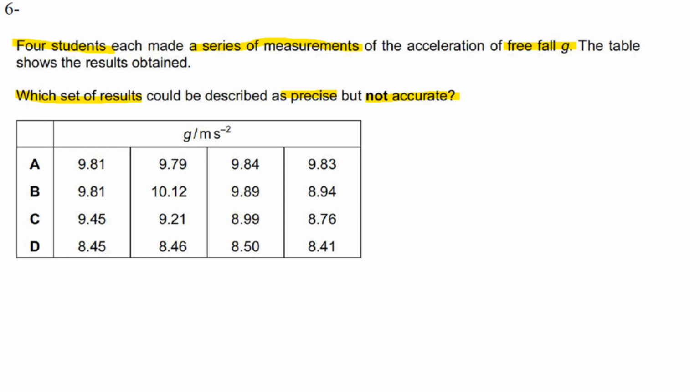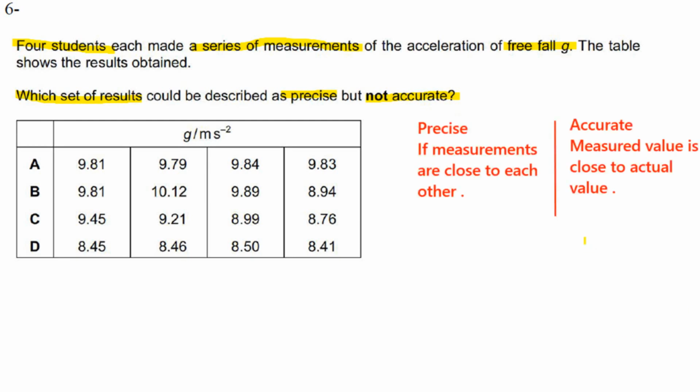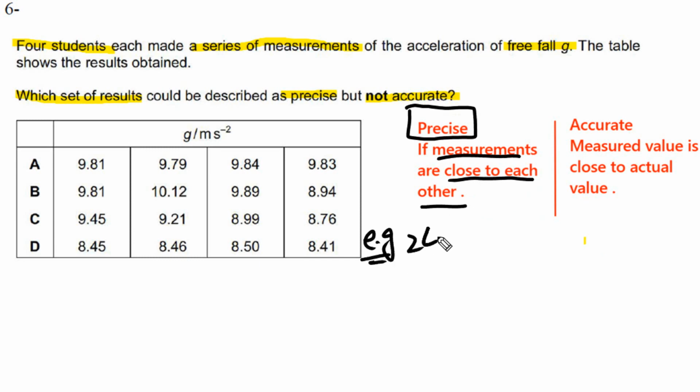To answer this question, we need to understand the exact meaning of precise and accurate. So let me explain exactly what is precise and what is accurate. As you can see here, I have already written it for you to save time. Precise means that the measurements are close to each other. Let me give you one example. Let's say we have 2 sets of data.